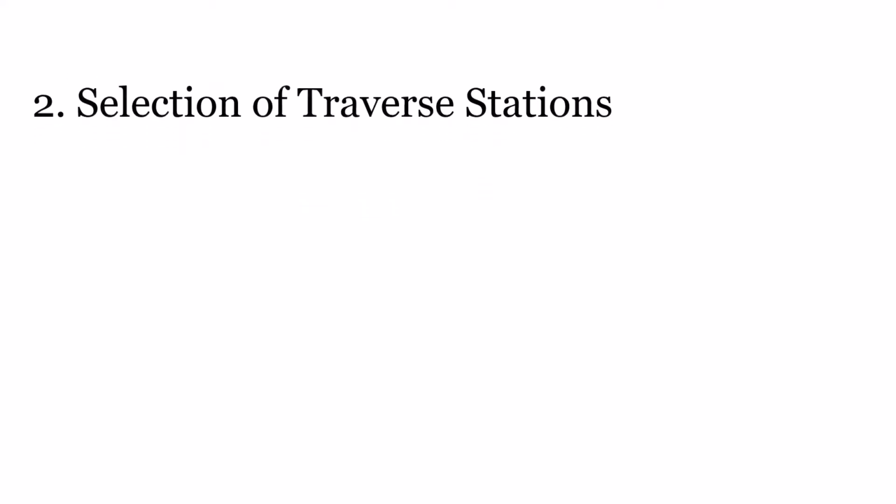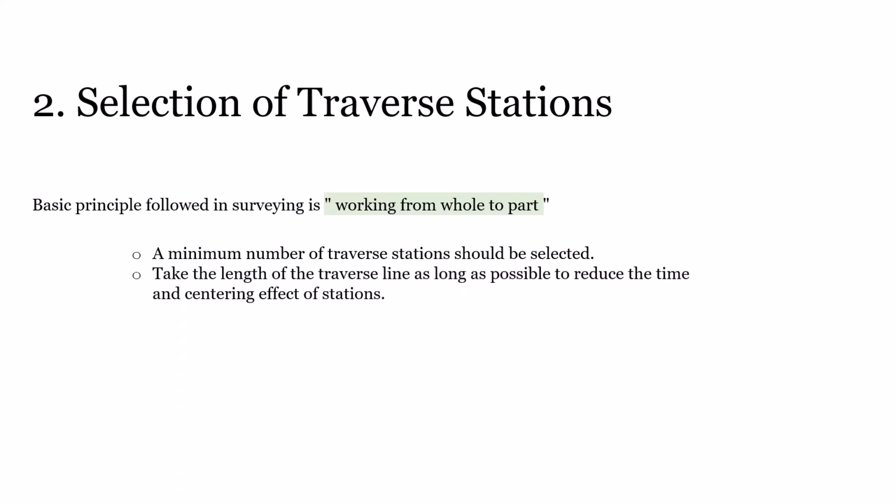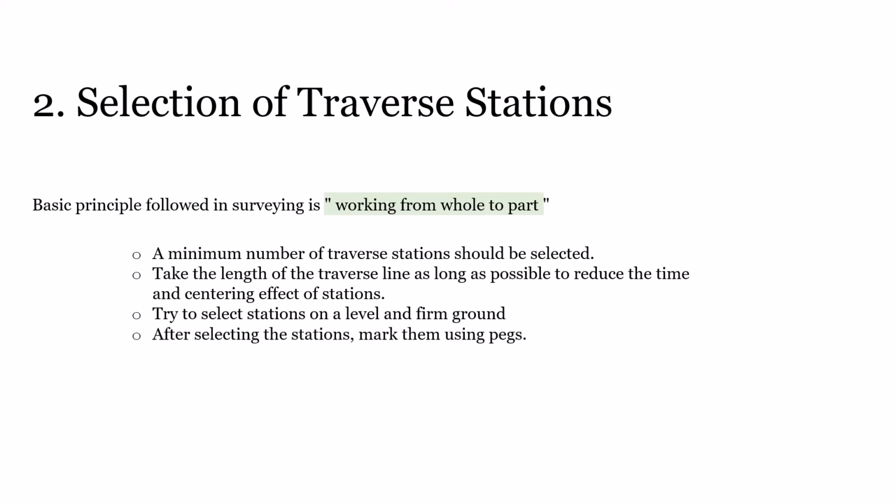Selection of traverse station. The basic principle followed in surveying is working from whole to part, and that is adopted. Minimum number of traverse stations should be selected while doing this process. Take the length of traverse line as long as possible to reduce the time and centering effect of stations. Try to select stations on a level and firm ground. After selecting the station, mark them using pegs.